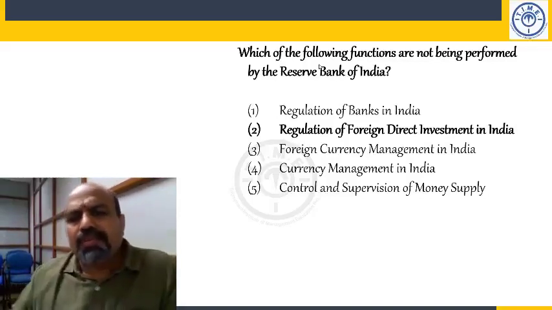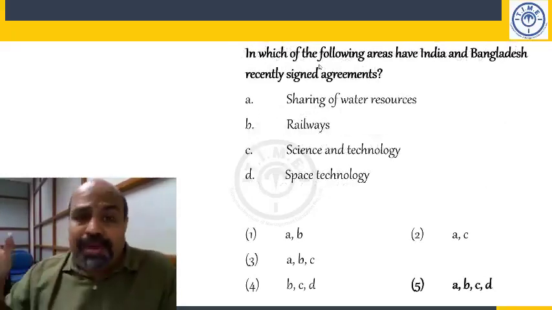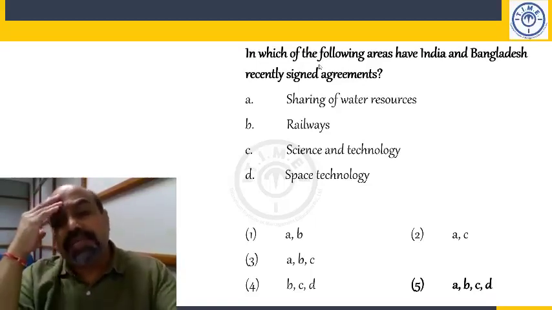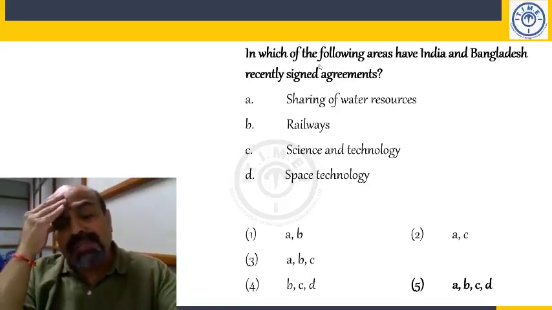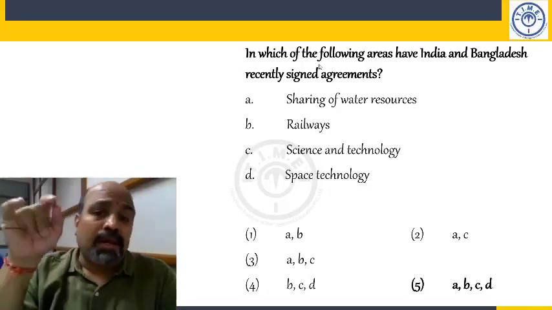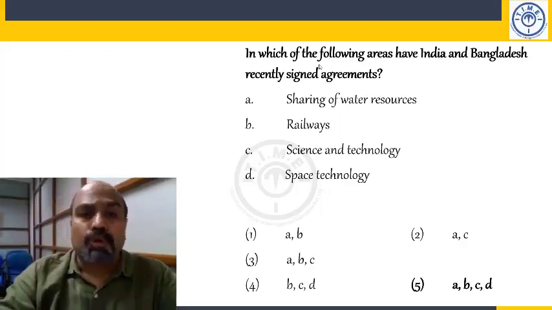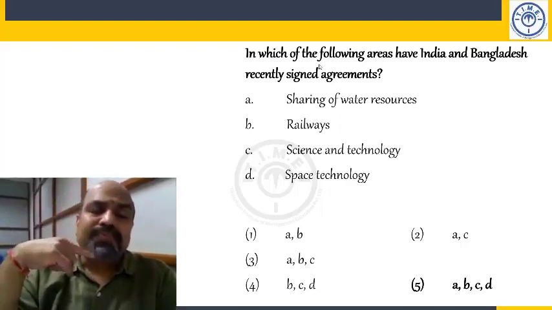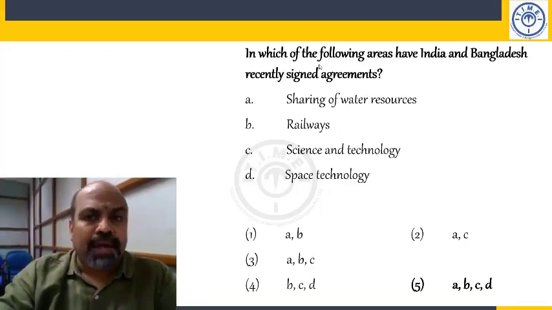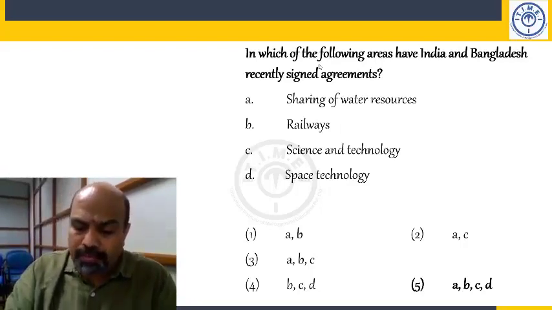Not much to discuss. In which of the following, again now we go back to current affairs. In which of the following areas have India and Bangladesh recently signed agreements? All of them. So India and Bangladesh signed 7 agreements. I'll tell you where. One, sharing of water resources over the Kushiara River. Kushiara River. Okay, so one is water.